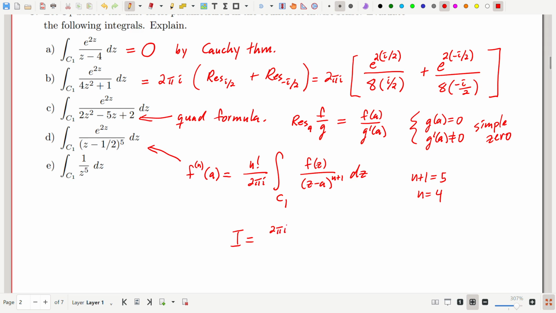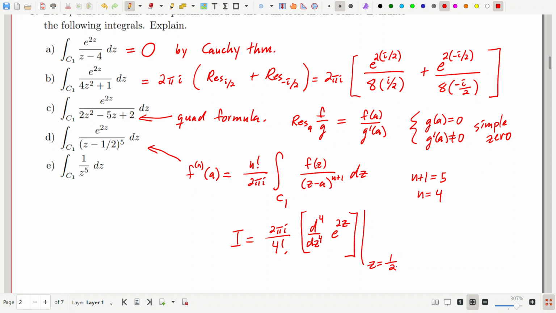2 pi i over 4 factorial times the fourth derivative of e to the 2z evaluated at z equals a half. And that would also be what you get when you use the formula that I hate for the residue, the limit formula for the residue. That would give you exactly the same thing there. Does that answer your question?